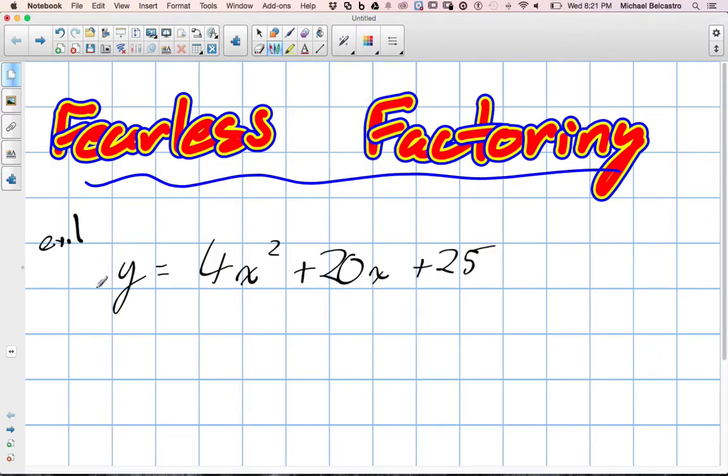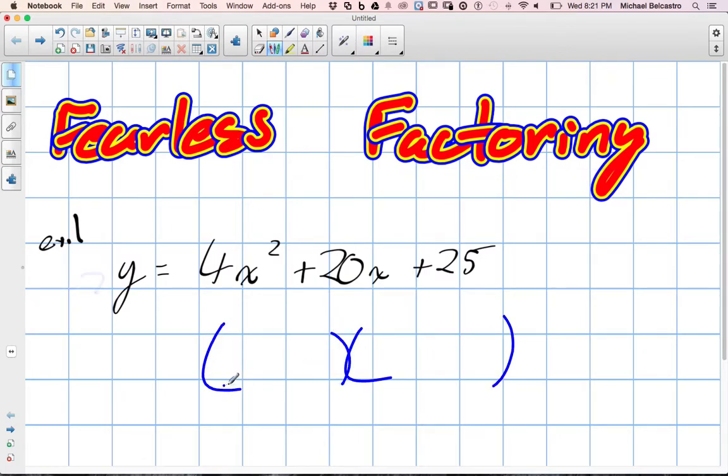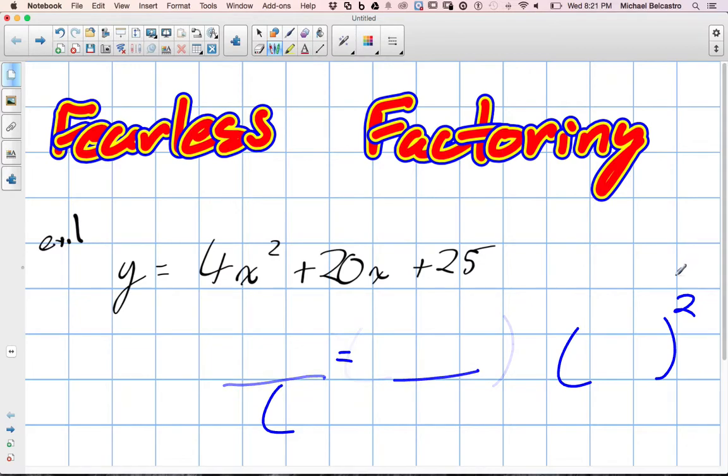Fearless factoring. What a great name. Okay, so we're going to do fearless factoring, and this is normally called a perfect square trinomial, which is saying that when you get to your factored form, you're going to end up with a bracket and a bracket, and they're going to be the exact same thing. So instead of writing them as brackets beside each other, I'll do it over here. We'll do a bracket and a square up there, meaning that both brackets are the exact same.